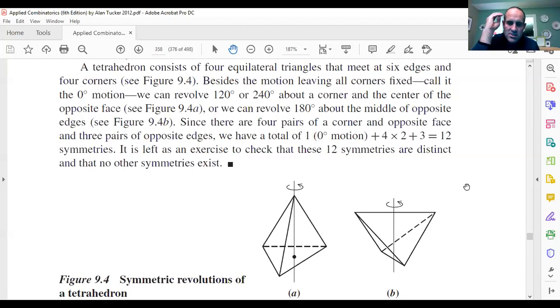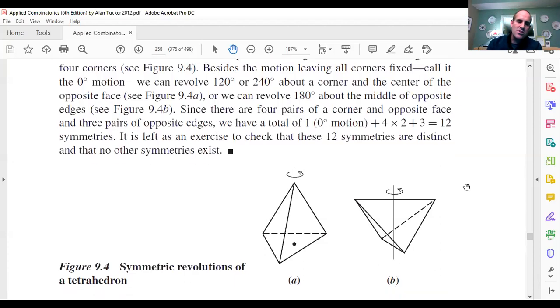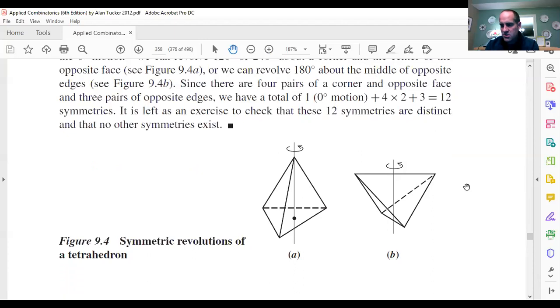And then how many of these things right here are there where I have an axis of rotation that's basically through one edge and then through an edge in the middle on the opposite side? Well, there's a total of 3 of those because you just pair up opposite edges. There's 6 total edges divided by 2 for each one of those pairs. It's 3. So there's a total of 12 symmetries for the tetrahedron. So that's kind of interesting stuff right there. And they've listed both types of those symmetries right there. So that's good stuff.